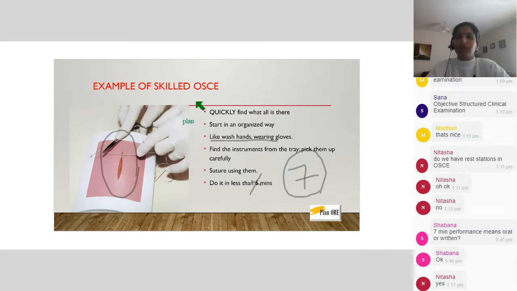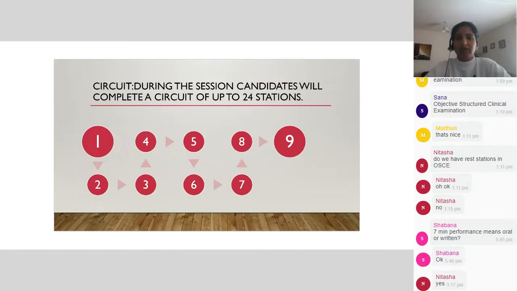Okay, so part 1 was all about by-hearting stuff. Part 2 is not about by-hearting stuff or reading textbooks. It is more about interaction, it is more about clinical application. So here the key is practice. And yeah, this is how it will move in a circuit.